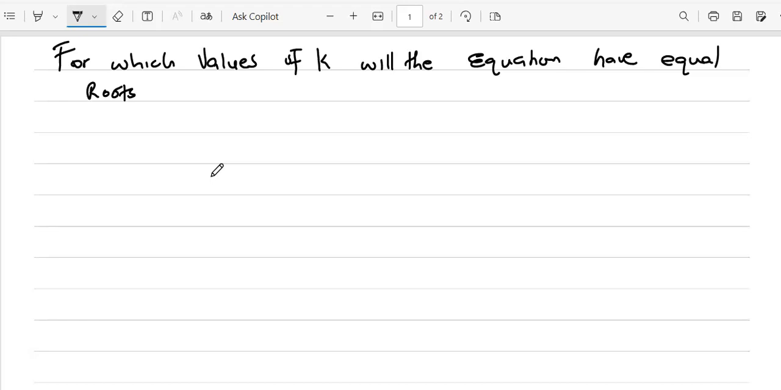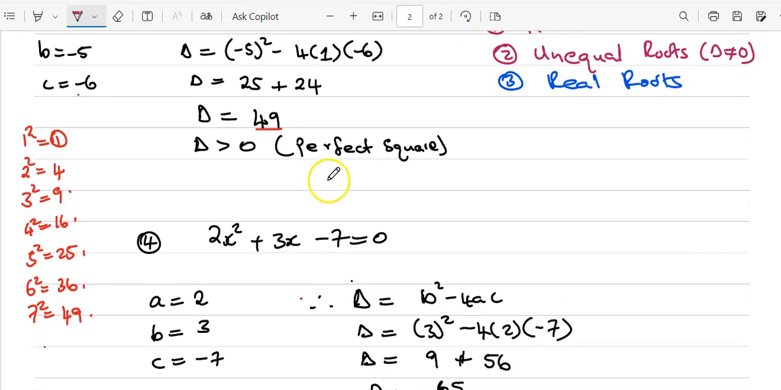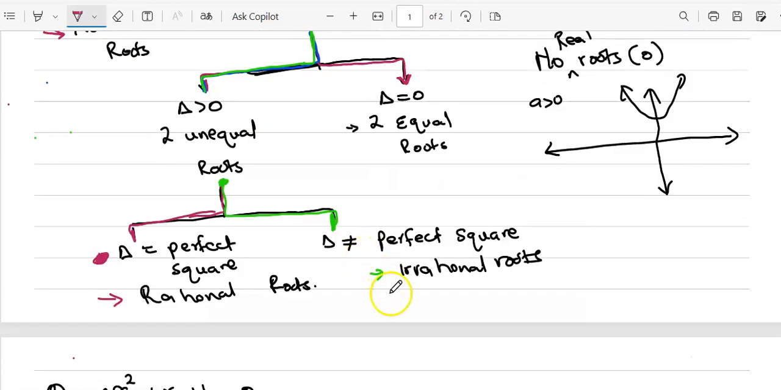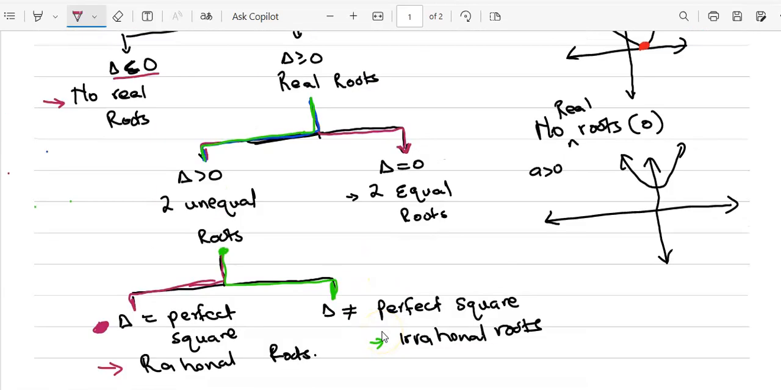So what you have to do is ask yourself, for which values of k will the discriminant be 0? Remember, when we say equal roots, we just have to check our map. Can you see the words equal roots? When we talk about two equal roots, it's when the discriminant is equal to 0.